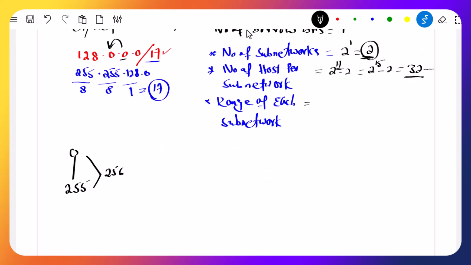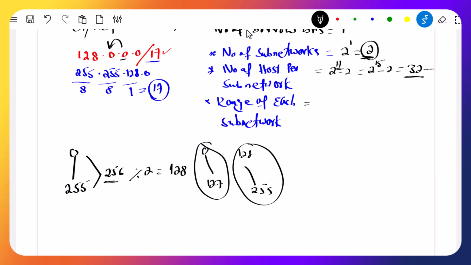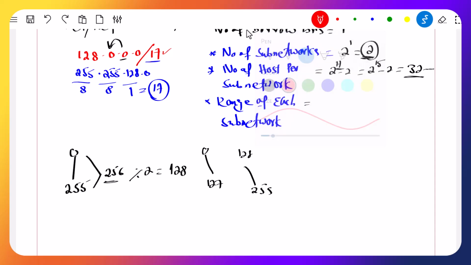That's why the total range of the third octet divided by 2 is equal to 128. 128 means start from 0 up to 127, and 128 up to 255. So this is the first subnetwork range, and this is the second subnetwork range. Okay, very nice. Let's move ahead, and now let's write the range of subnet 1.